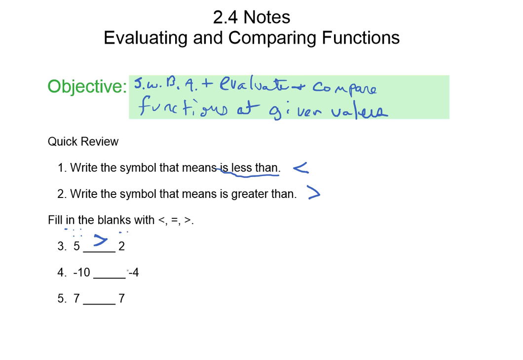All right, if we look at number 4, it wants -10 and compare it to -4. Well, -10 is a bigger negative number, so that means that it's smaller than -4, so -10 is less than -4. And on number 5, 7 is equal to 7. Go to the next page in your notes. Feel free to pause the video at any time if you need more time to fill in.